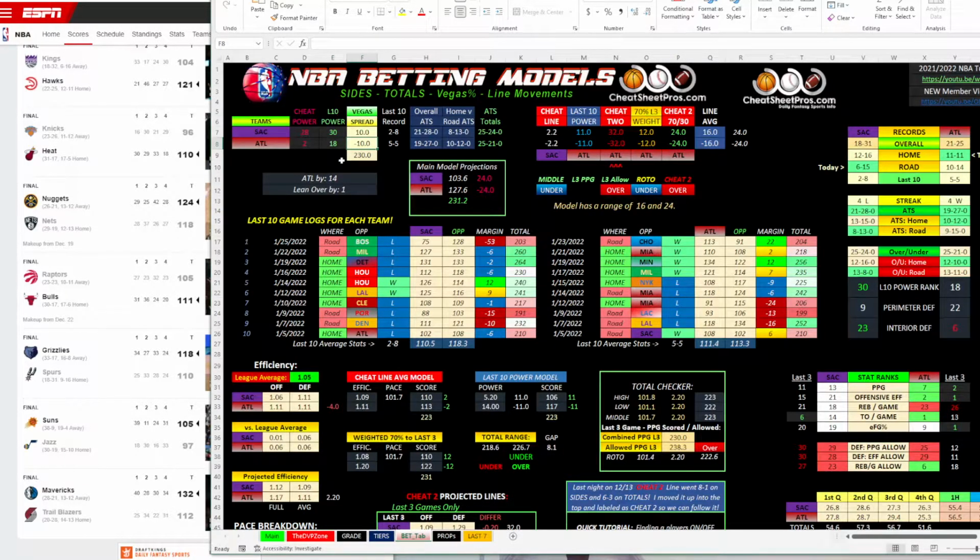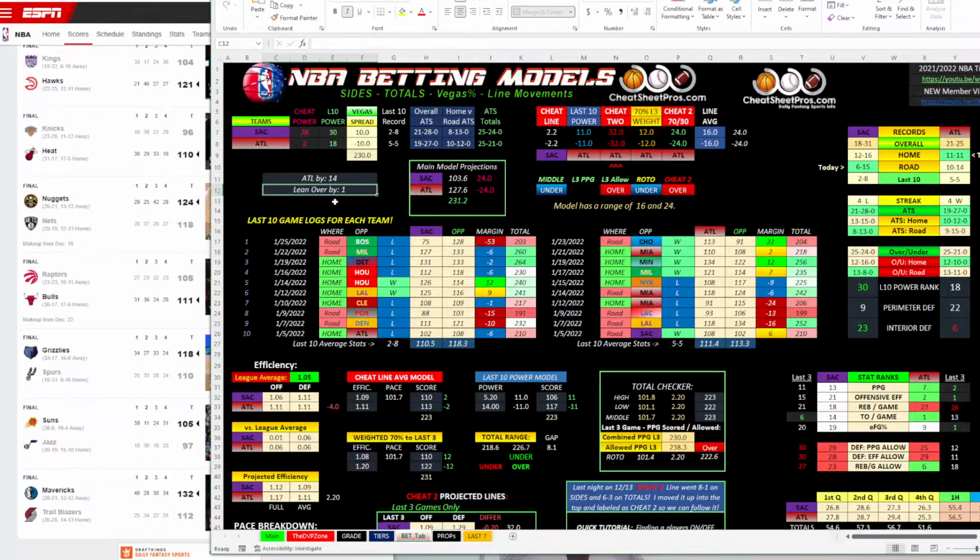So what does our model say? If you don't do anything else, look right here. This is the first place you'll see. Okay, CheatSheetPros has Atlanta by 14, so that's 14 points better than the spread. So that should jump out at you. Bells and whistles go off like, okay, I'm going to look at this Atlanta game. Let me make sure Trae Young's playing. Let me see how they've done over recent games. That's one thing to look at.